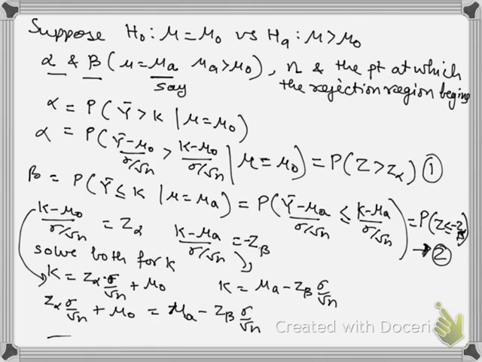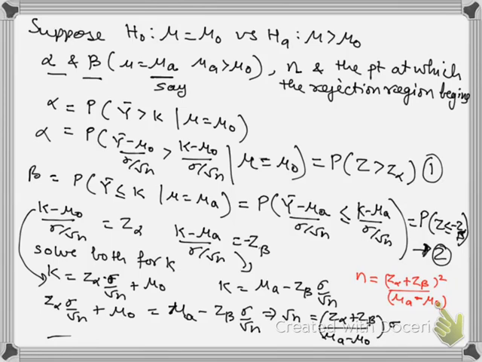Now you can do some algebra, and that would give you square root of n is equal to z alpha plus z beta over mu a minus mu naught, times sigma, which implies that n is equal to z alpha plus z beta over mu a minus mu naught, squared, times sigma squared.